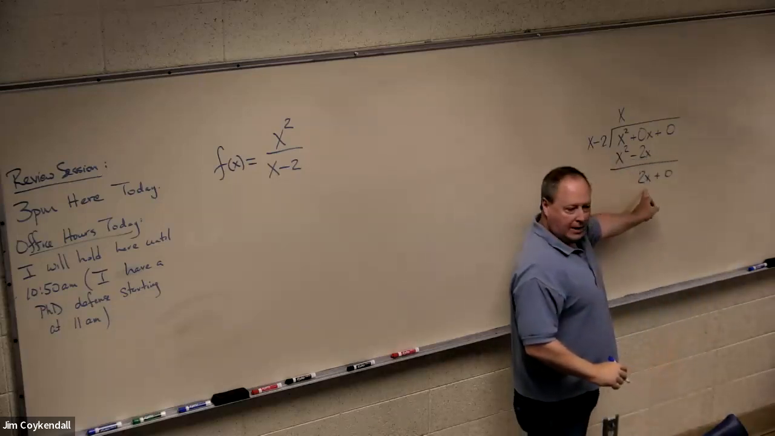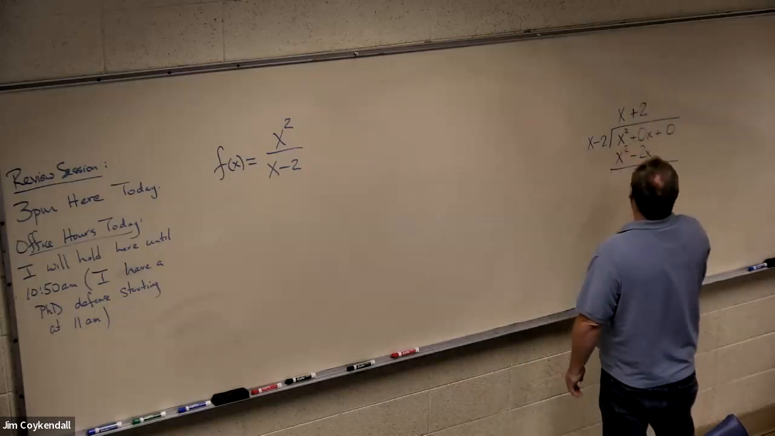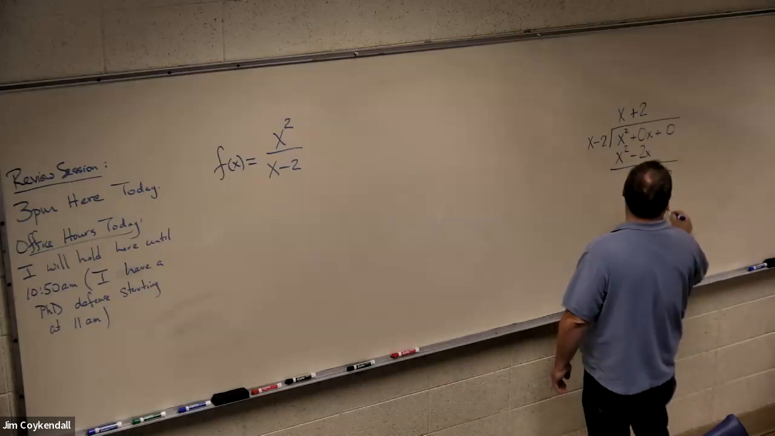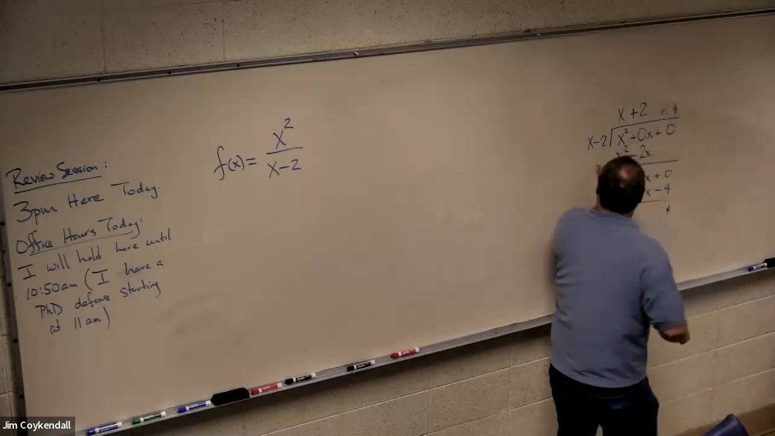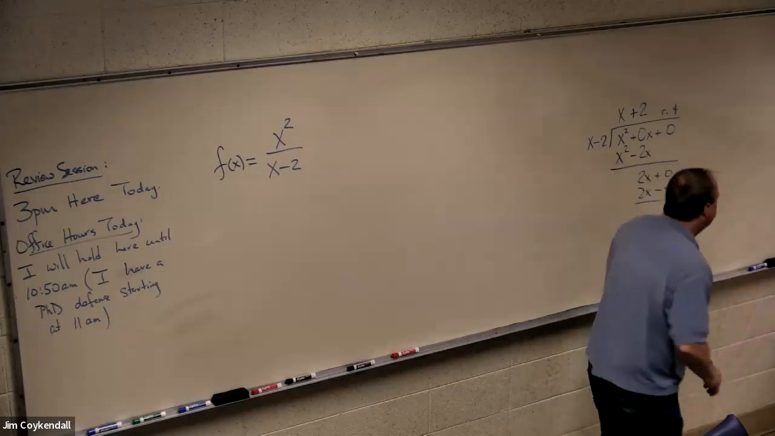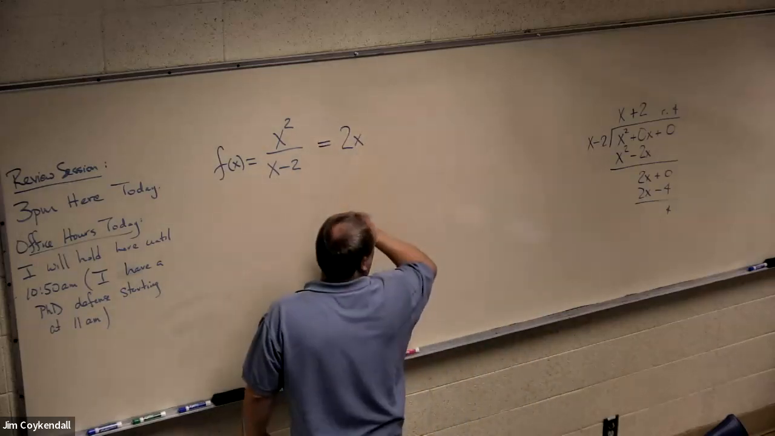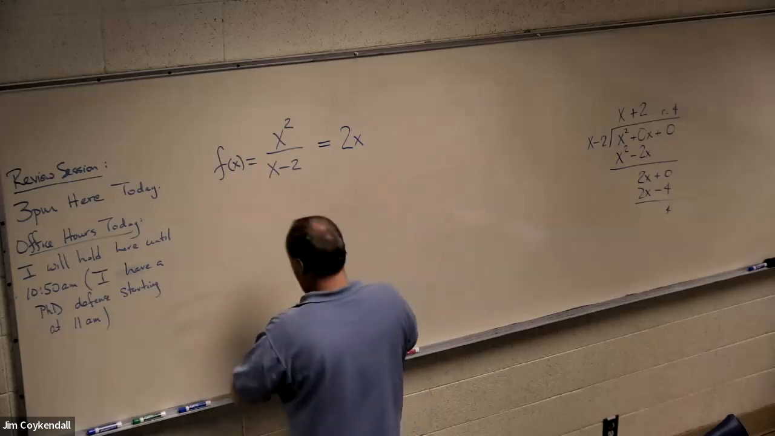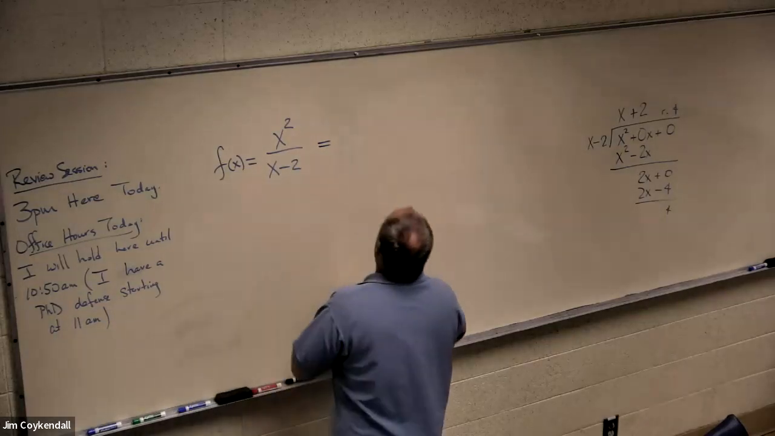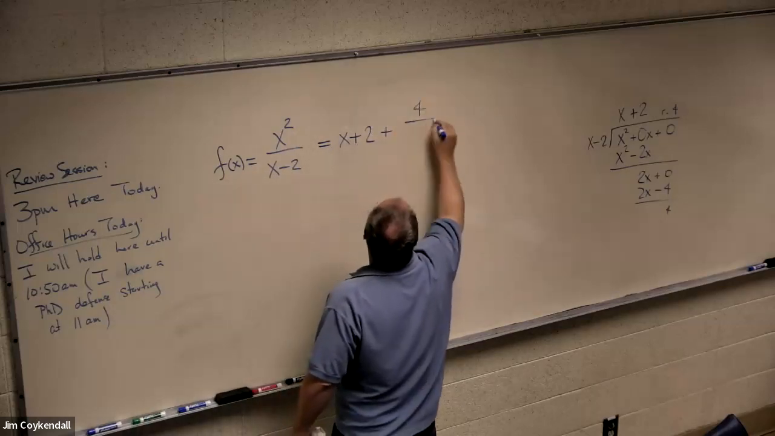And how many times does x go into 2x? 2 times. Kind of the same thing. It's 2x minus 4, and you subtract. So I would say 2 and then 4, because x doesn't go into this. Everybody agree with that? What does this mean? Well, this means that another way to write this function, which is convenient for a couple of reasons, is x plus 2 plus the remainder, 4 over x minus 2.